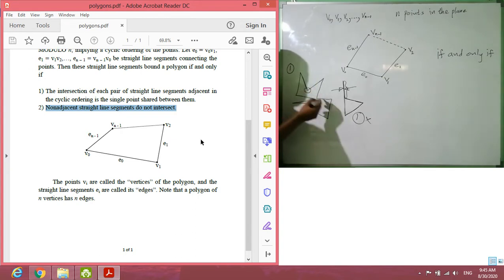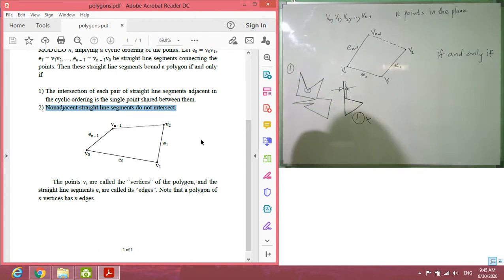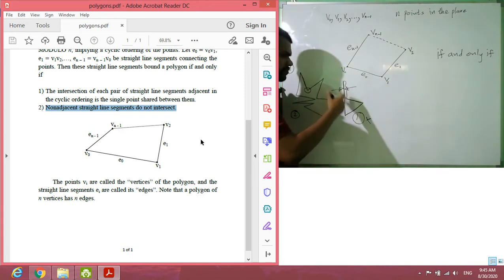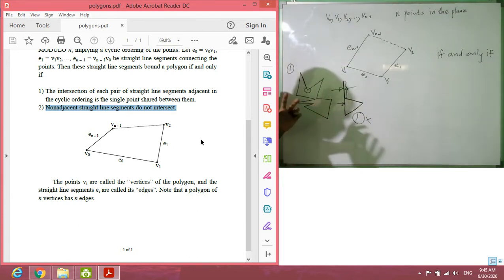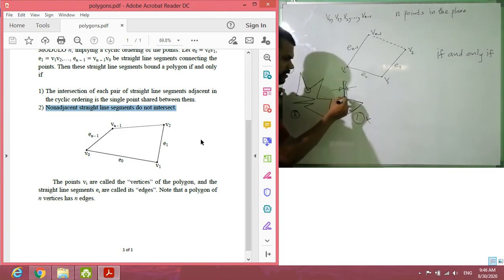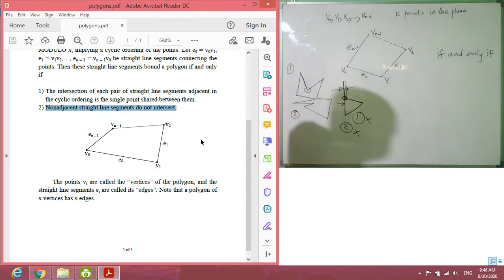Let's say this one and this one, they do not intersect. This one and this one, they are non-adjacent and also they do not intersect. If you consider all the pairs of non-adjacent straight line segments, they do not intersect. If you look at this, this edge and this edge are non-adjacent, but they intersect here. So this does not follow the second condition.